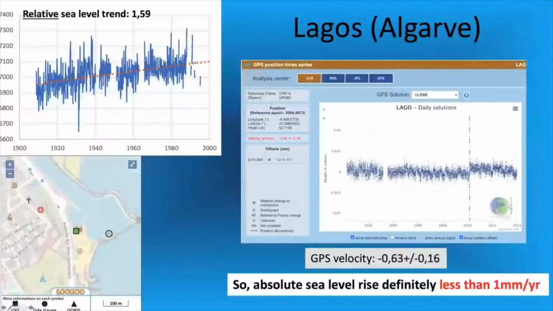At Lagos, you have also a sea level curve. This is the relative sea level trend, and here you can see that the land is going down too. So the real absolute sea level is less than 1 millimeter.